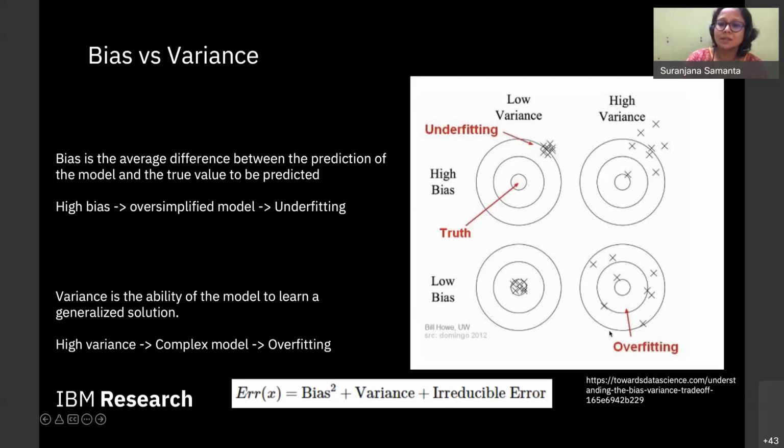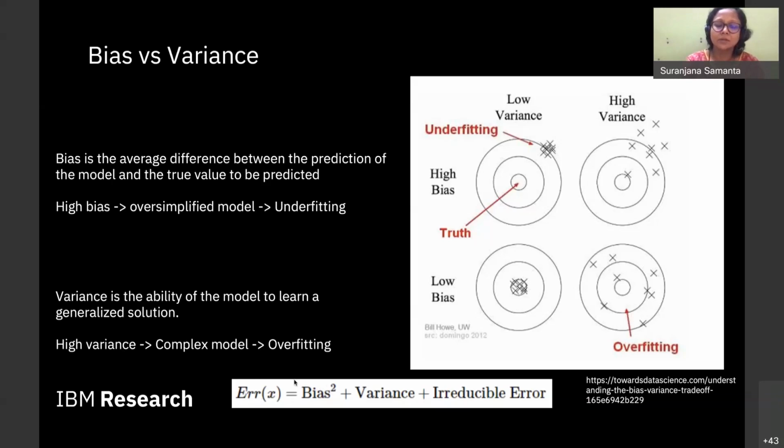And let's say other things, or it can be this particular case also, where you have a very low bias, high variance, and it is overfitting.